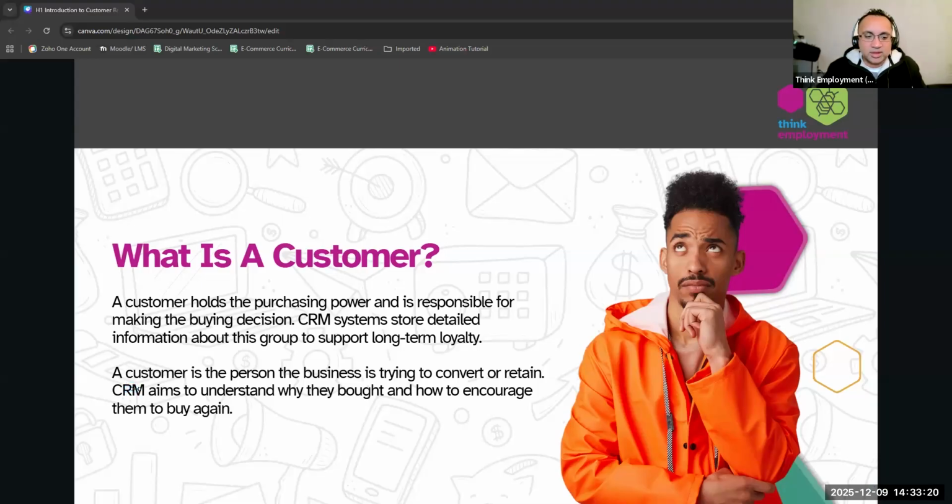Obviously, without all of this, they may buy again just because they have a need and you're a dominant player in the market. But if you have competition, if you're trying to hold that customer so they don't move away from you and go somewhere else, then obviously you need to put that effort in.